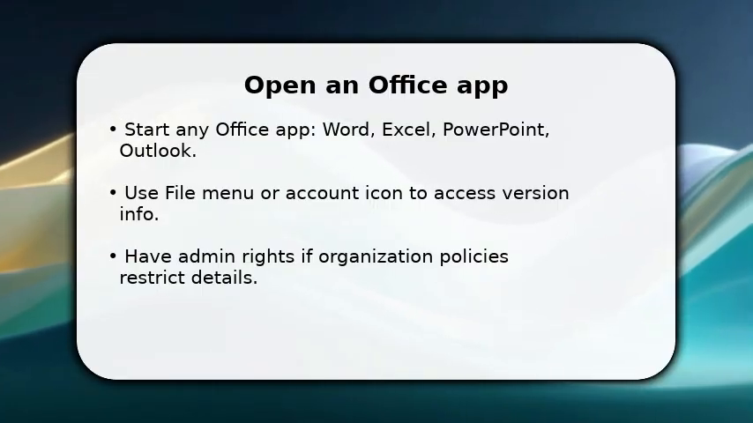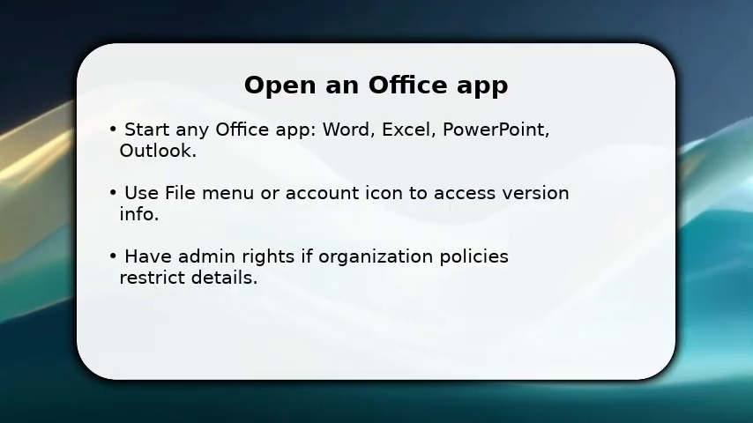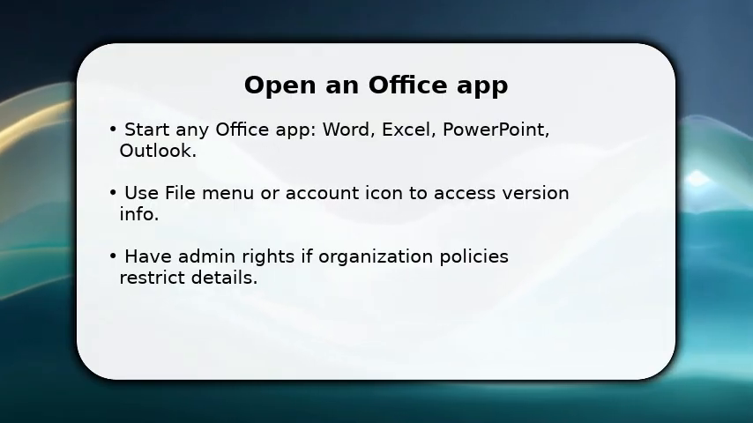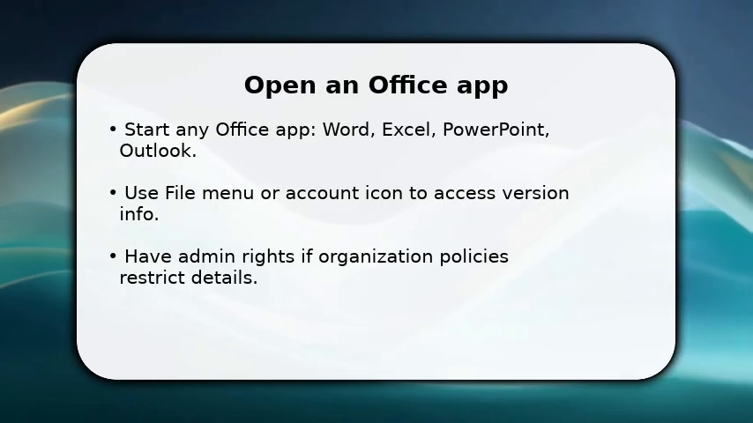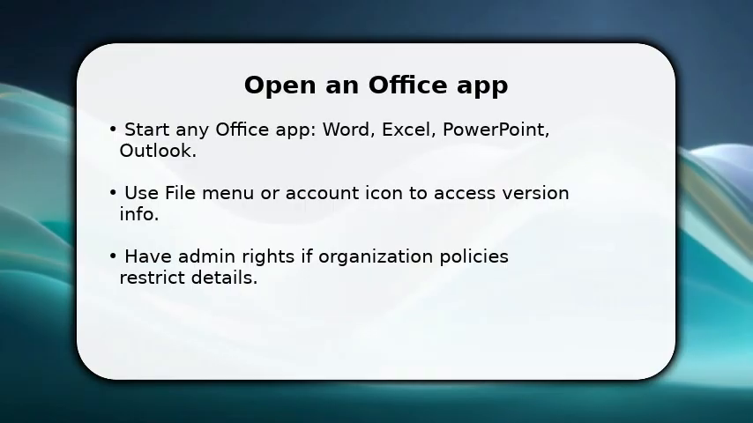You start by opening any Microsoft Office application, like Word or Excel. Once the app is up, click File at the top left. This gets you into the Backstage view where version details live. If you prefer faster access, click the Account or Office Account option directly.